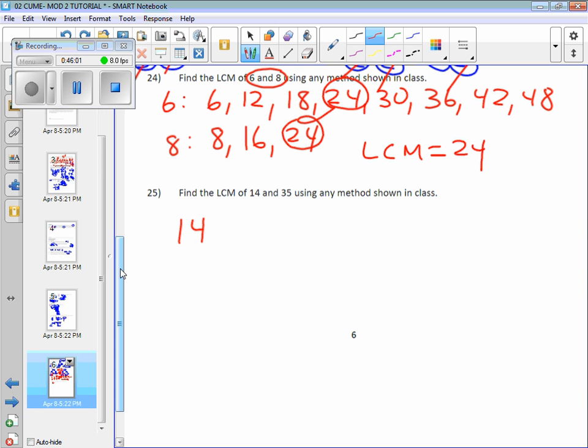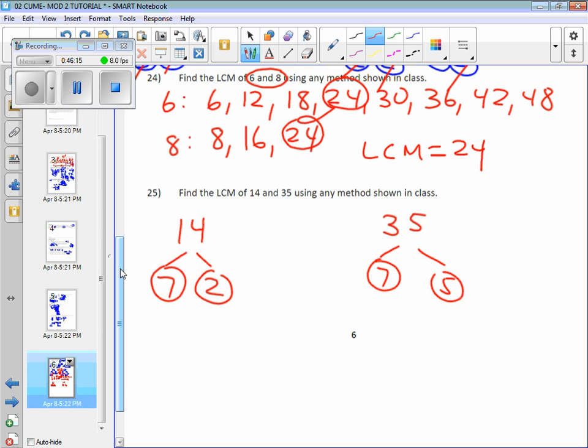I'm going to make factor trees for 14 and 35. This breaks down to 7 and 2. Both are prime. 35 is 7 and 5. Both are prime. Here's where you got to be careful. First thing you're going to do is find a number that's common in both trees. And that's going to be our 7. I cross them both out. I list it once. This is my only common prime factor. But I'm not done.